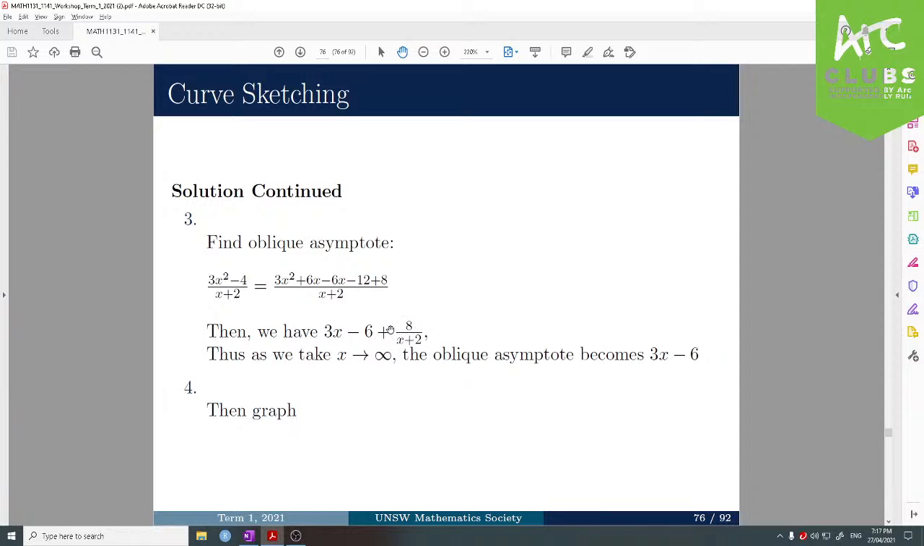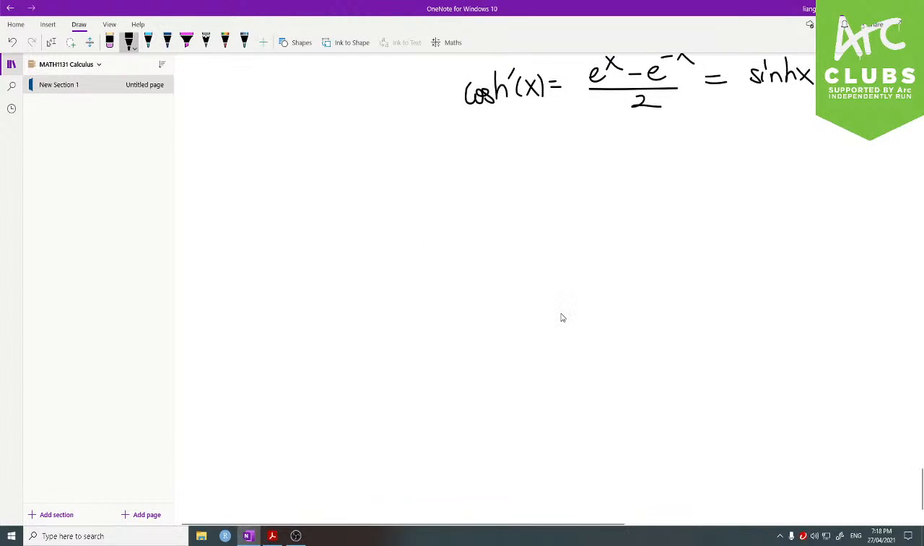this value here. Yeah. So it might not look exactly like this, right? The general form would be something like mx plus b plus some constant over some function of x, such that when x goes towards infinity, this thing goes towards 0.